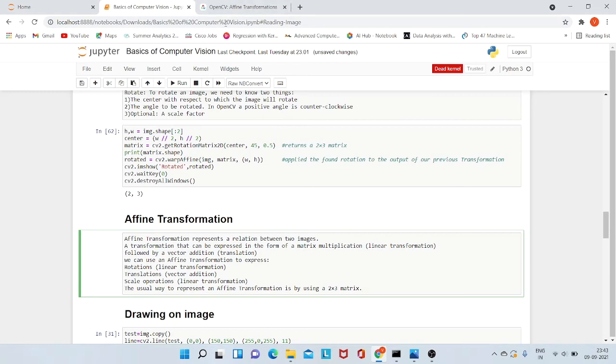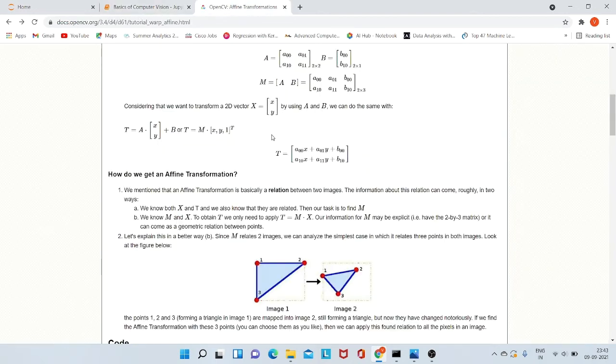Let me show you clearly. For clear understanding, you can go to the OpenCV documentation. So here you can see this is A and this is B, and this is our matrix M. So M is considered as this.